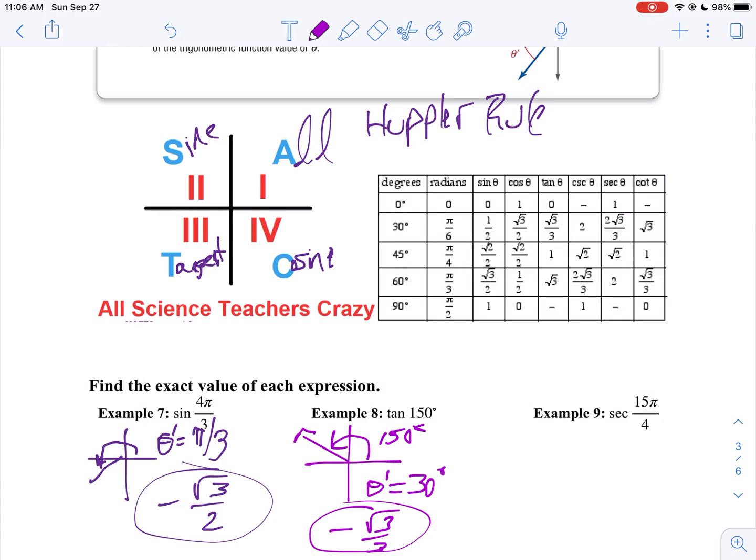Let's take a look at the secant of 15 pi over 4. Notice 15 pi over 4, is it bigger than 2 pi? Because 2 pi, let me back up here, 2 pi would be what over 4? Well, that would be 8 pi over 4. So my coterminal angle of 15 pi over 4, if I take 15 pi over 4 minus 8 pi over 4, I get 7 pi over 4.